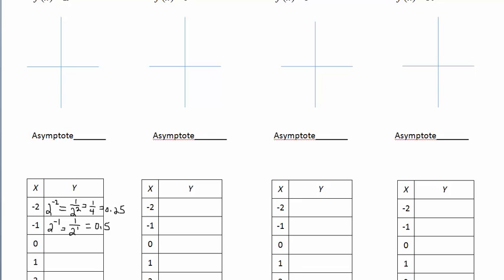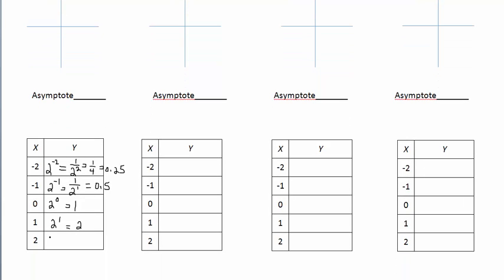All right, so back up to 2 to the x. Now let's let x be 0. Anything to the 0 power is going to be 1. Now let's plug in 1. 2 to the first power is just simply 2. Scroll down a little bit here. 2 squared is going to be 4.